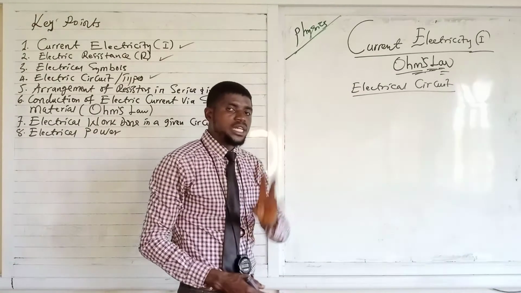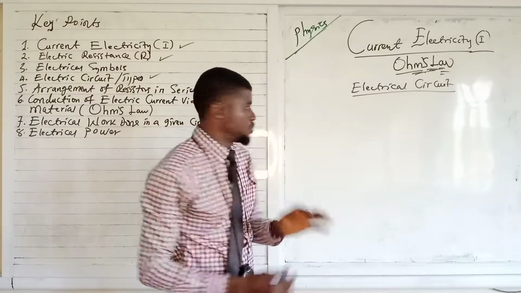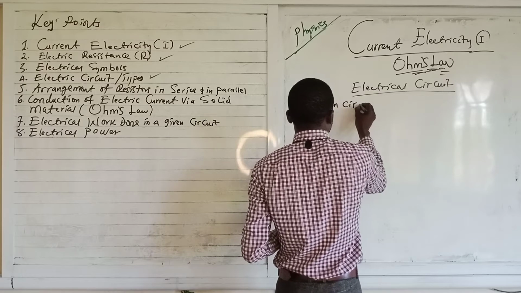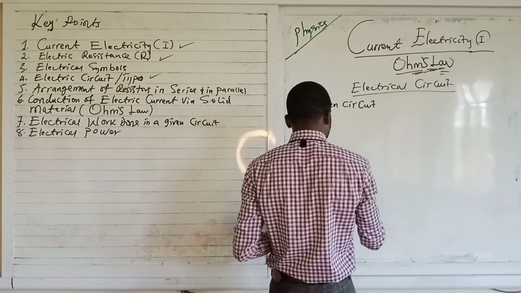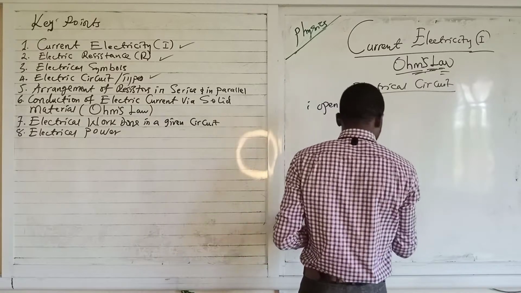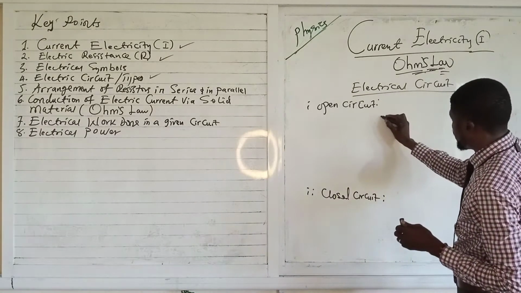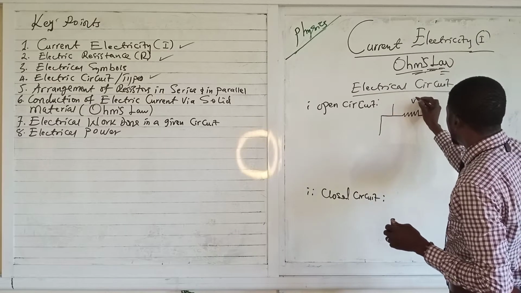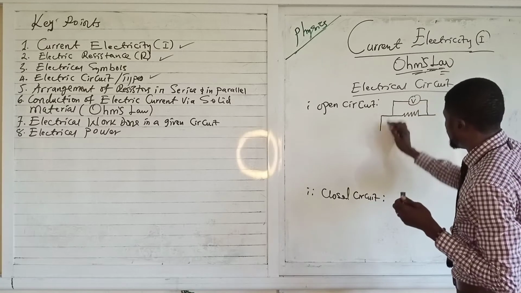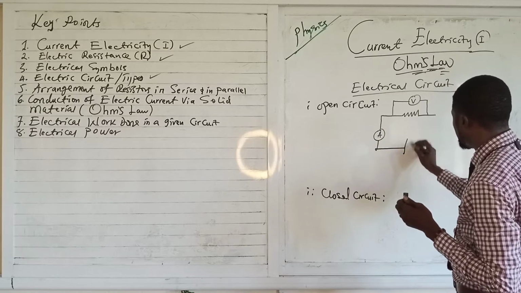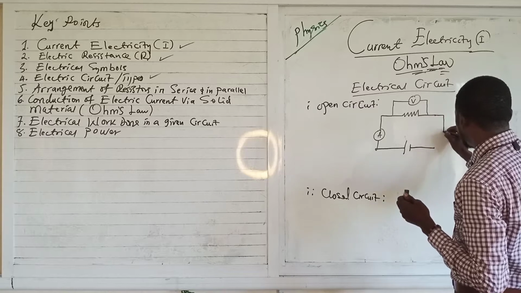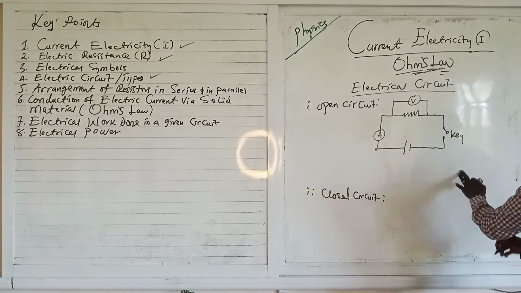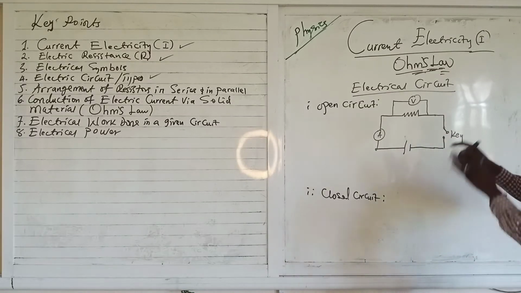There are two types of circuits, namely open circuits and closed circuits. I'll quickly draw this to explain what I mean. This is an example of an open circuit. This is my resistor, my voltmeter connected across the resistor, this is my ammeter, this is my cell, and this is my key. It is open here. So when this key is not switched on, we call it an open circuit.